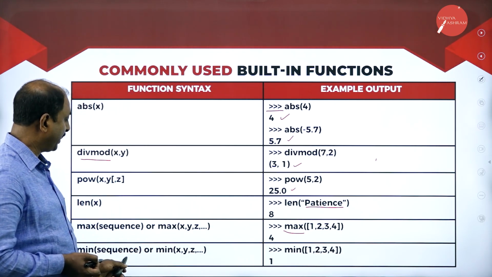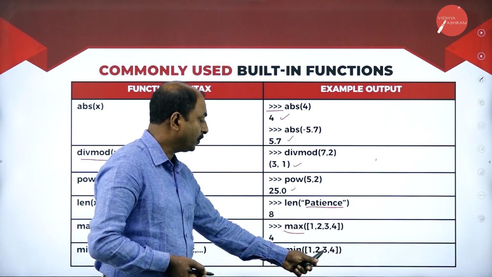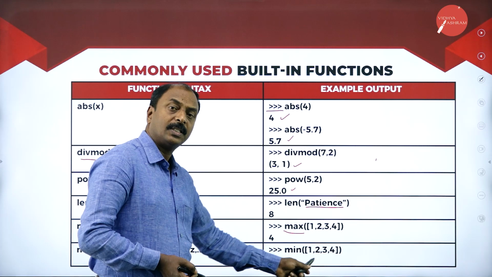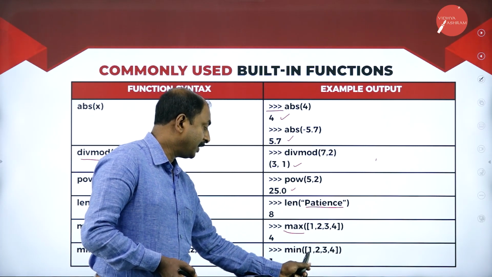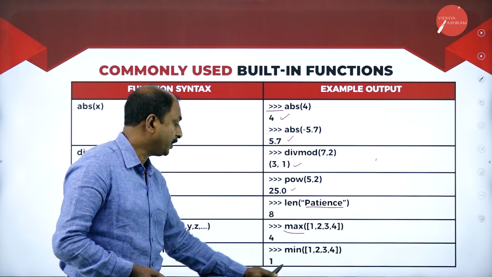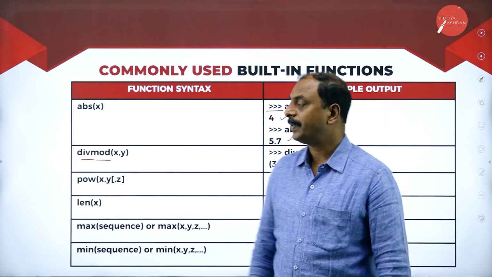Similarly, the minimum function is a built-in function, minimum of 1, 2, 3, 4. It gives the minimum value among the elements in this argument. So here the minimum value is 1. So these are a few built-in functions in Python.